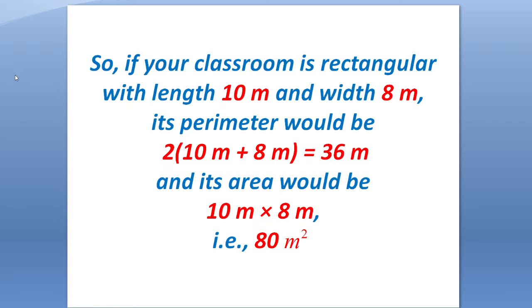So if your classroom is rectangular with length 10 meter and width 8 meter, its perimeter would be 2 into (10 meter plus 8 meter), which is equal to 36 meter. And its area would be 10 meter into 8 meter, so 10 into 8 is 80, and meter into meter is meter square. So the area of your classroom would be 80 meter square.